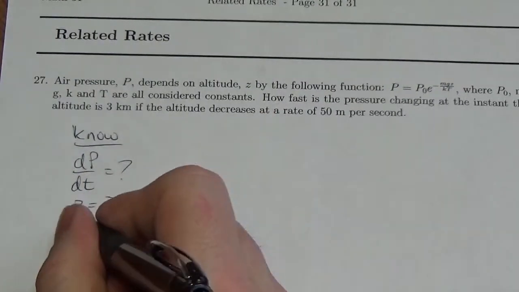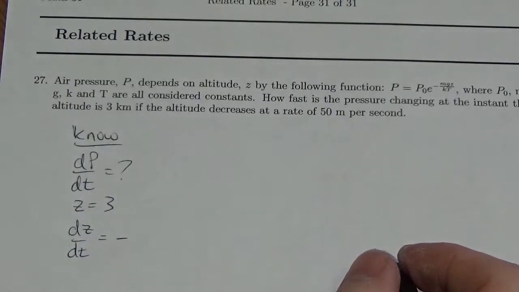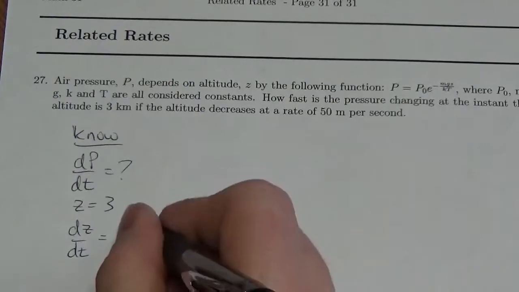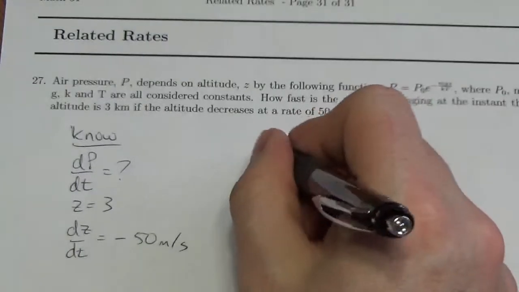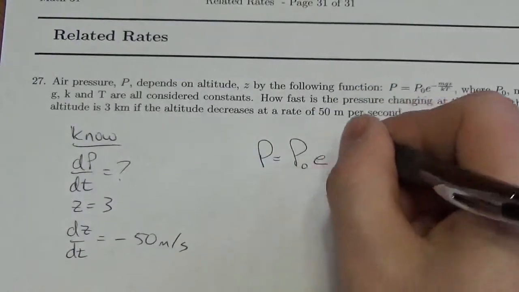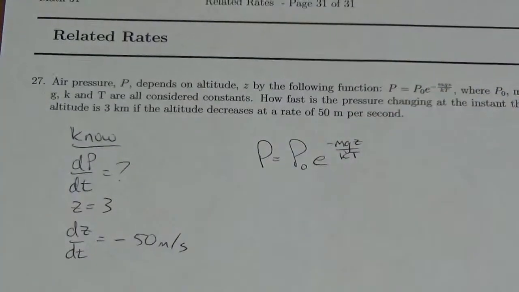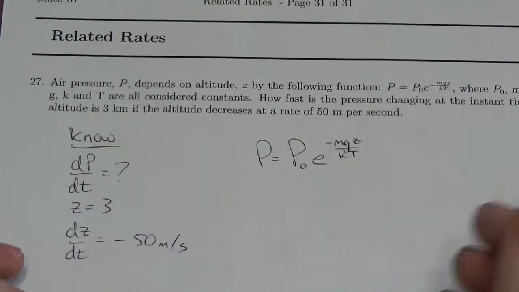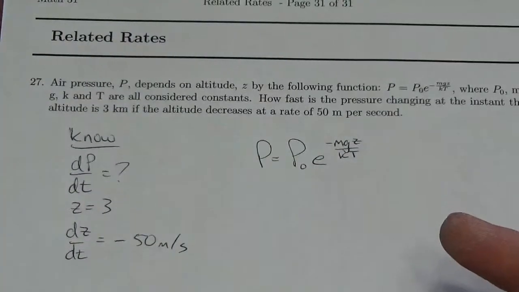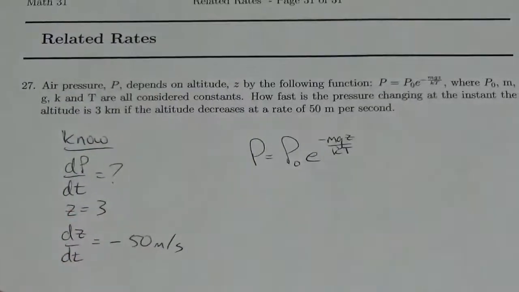If the altitude decreases, so dz by dt is decreasing, at a rate of 50 meters per second. So negative 50 meters per second. Okay. Well, our expression here is P is equal to P naught e to the negative mgz over kt. So I just needed an expression relating P and Z. So now I can just jump right in. Again, the purpose of this question is not about the building of the equation, but more about a word problem application with a different form of function so that we can do a different kind of derivative here.